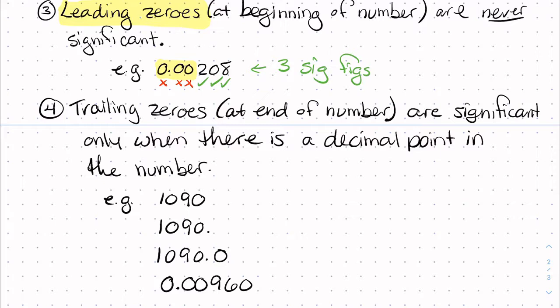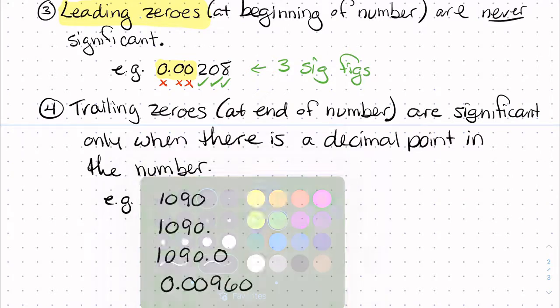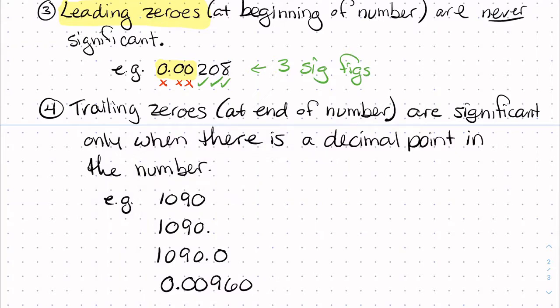00960. So looking at these four examples, considering the rules that we've talked about, if you want to pause here and try these on your own, absolutely feel free. So non-zero digits are always significant. Those are the easiest ones. Any zeros in between non-zero digits are always significant. So we've got those in the first three examples.